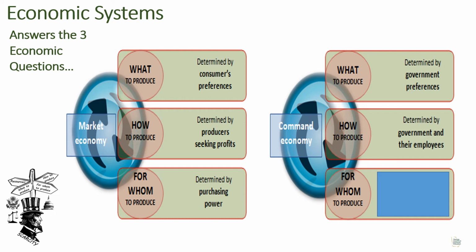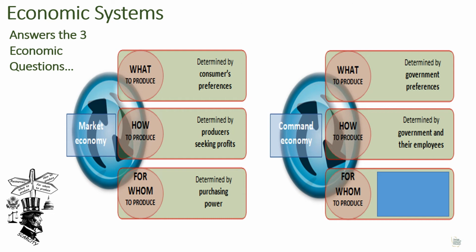The last one, for whom to produce, is determined by purchasing power in a market economy. In other words, if a whole lot of people want to buy a particular product, somebody's going to make that, and they're going to focus on what that large segment, that large market power, wants.